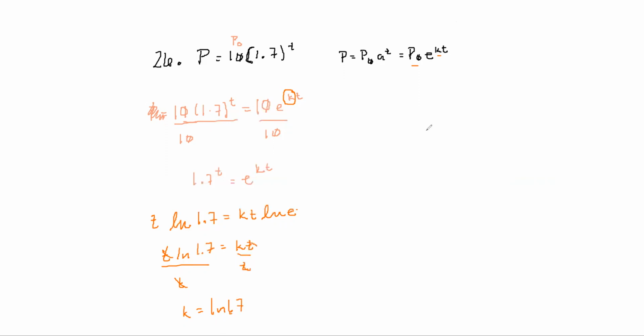So I can go back and put this in my original equation. I'm going to say that P is equal to P naught. In this case, we know P naught is equal to 10, e to the k times t. And so we know that that is equal to 10 e to the natural log of 1.7 times t. All right. So it is pretty important that you're able to go between these two forms of an exponential function with relative comfort.